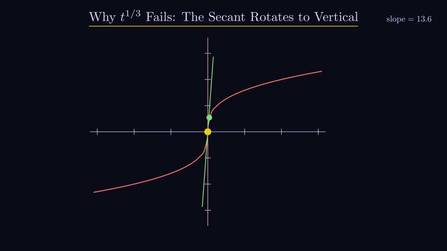The conclusion is that f prime of 0 does not exist. The function t to the 1/3 is not differentiable at 0 and therefore not C infinity. This is the geometric content behind the algebraic divergence computed in the transition map check.